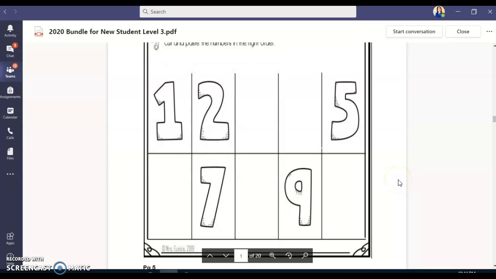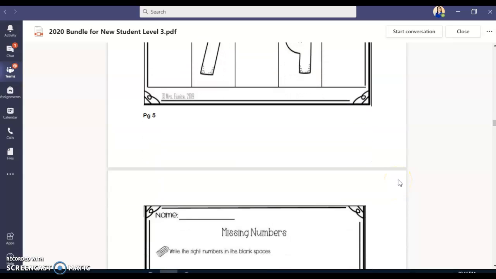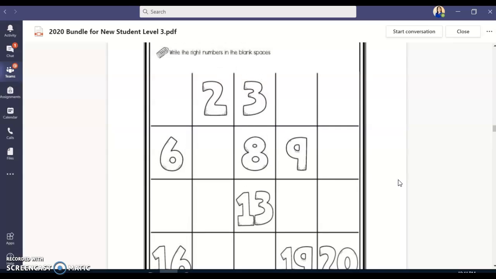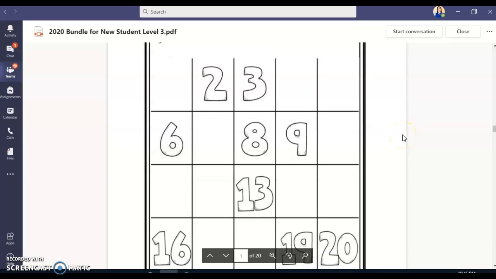Now let's go ahead and look at page number 6. Let's go ahead and read the instructions. It says, write the right numbers in the blank spaces. So we are doing the same thing, but in the first page, we had numbers from 1 through 10. Now we are counting from 1 through 20. So let's go ahead and practice our numbers from 1 through 20.